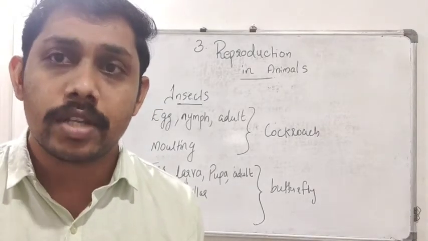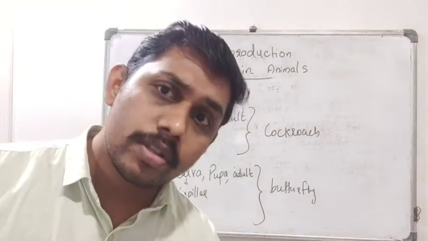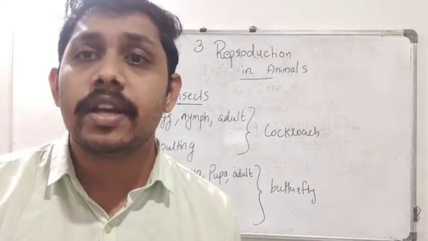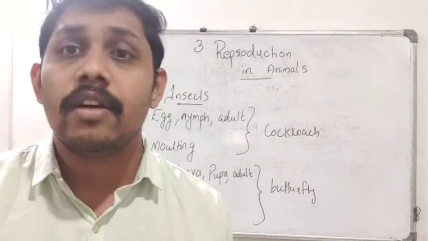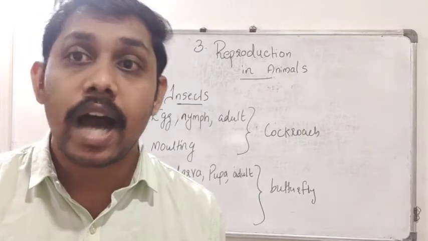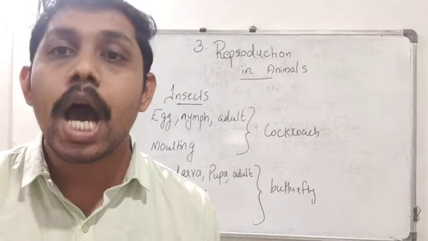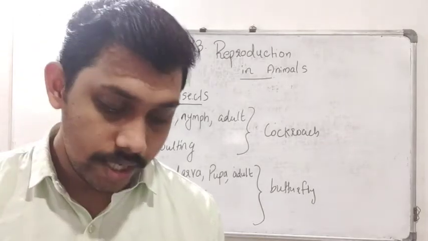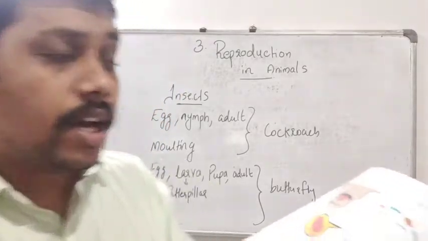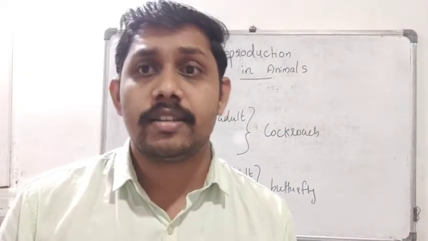So this is the process in the case of the cockroach and the butterfly. The cockroach has three stages: egg, nymph, and adult. The butterfly has four stages: egg, larva, pupa, and adult. Okay students, you can see the picture in the textbook, so you need to study well and write the TP.